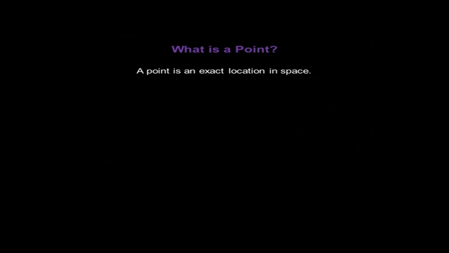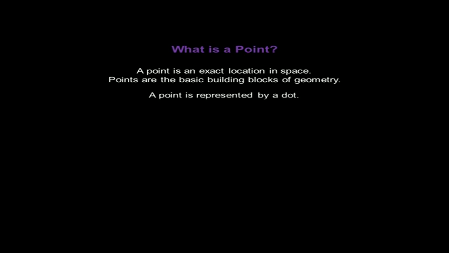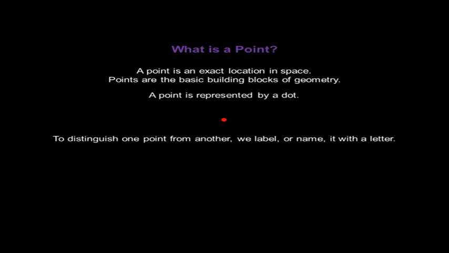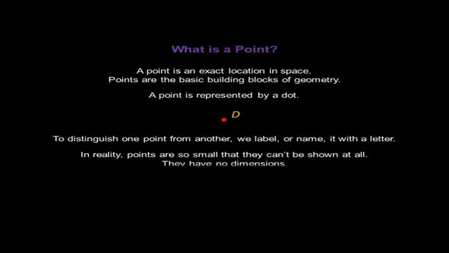What is a point? A point is an exact location in space. Points are the basic building blocks of geometry. A point is represented by a dot. To distinguish one point from another, we label or name it with a letter. In reality, points are so small they can't be shown at all. They have no dimensions.